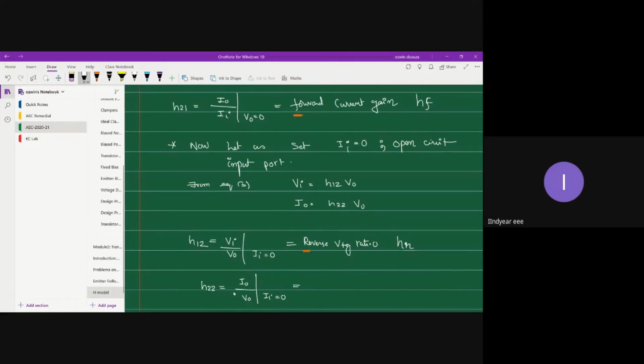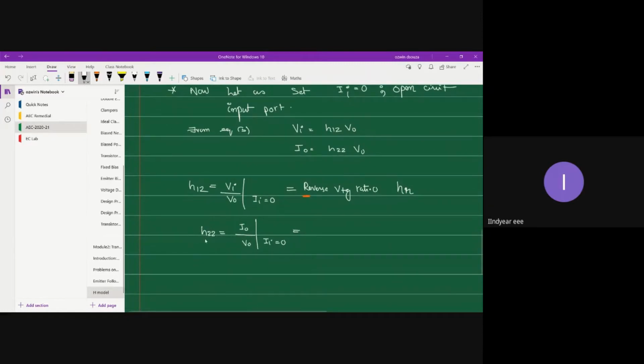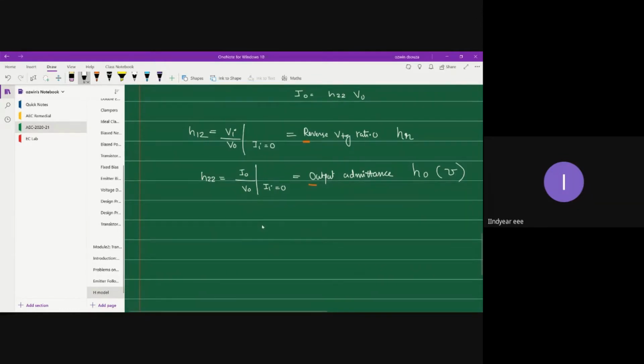On the other hand, if you look at the H22 expression, what is it? Current by voltage. So current by voltage is basically admittance, right? And the variables, if you see, both are output variables. Hence, I naught by V naught is called the output admittance. Since it is output admittance, the corresponding H parameter is taken as HO. So the unit of HO is Siemens or mhos, because it is current by voltage. So these are the 4 hybrid parameters of a transistor network.